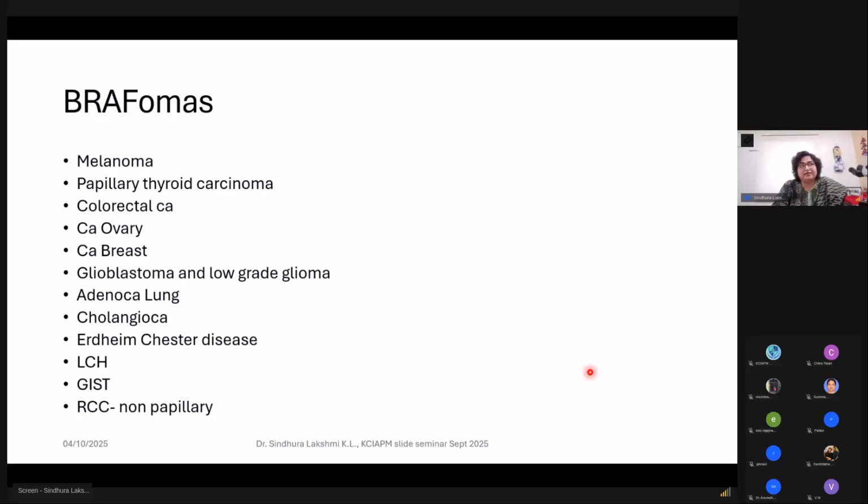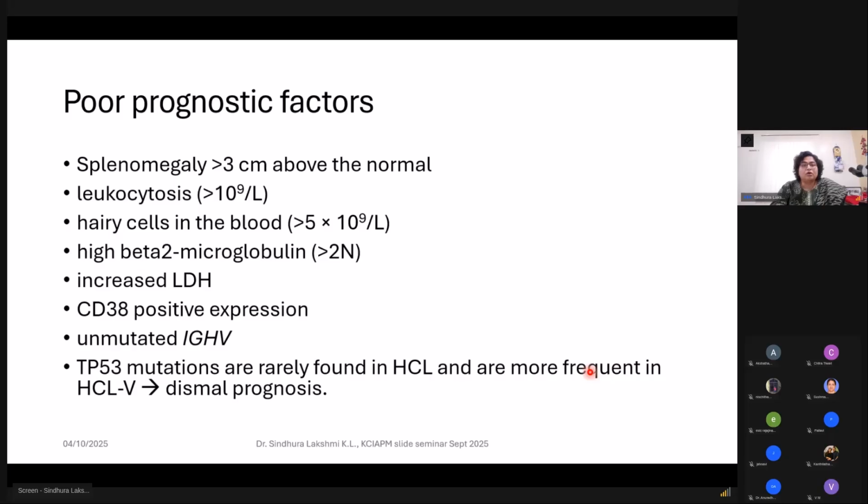Adam-Chester disease, the LCH which we discussed in the previous case, GIST, and also in the non-papillary RCC. So don't think that BRAF is only seen in HCL. BRAF V600E typically is seen in hairy cell leukemia, but there are other BRAF mutations which can cause cancers elsewhere as well. Now, what are the poor prognostic factors?